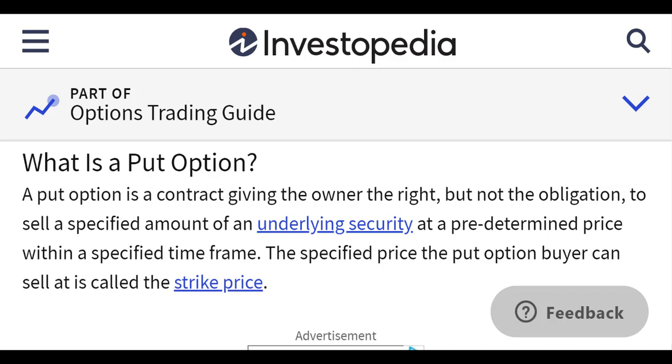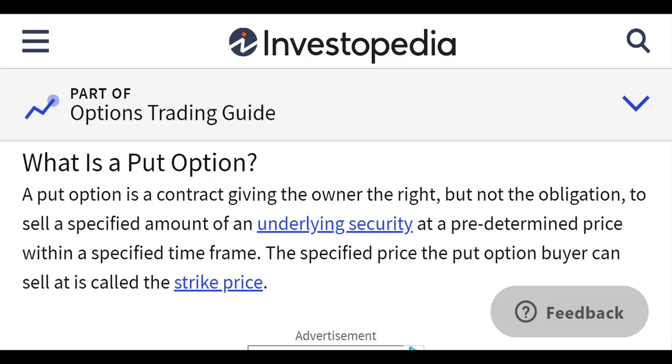So it gives the buyer of the option the right to sell a stock at a predetermined price within a specified time frame. So if someone buys a put option, it gives them the right, but not the obligation, to sell their stock at a predetermined, chosen price within a specified time frame. So that's a put option.